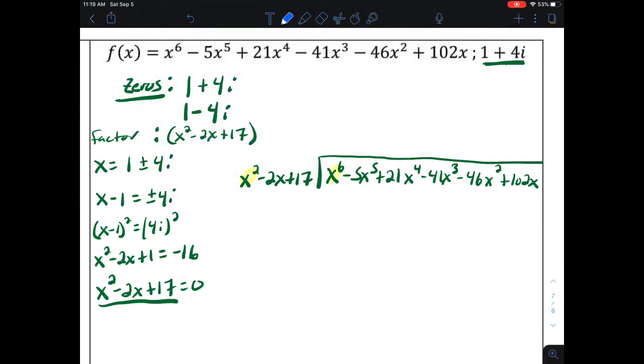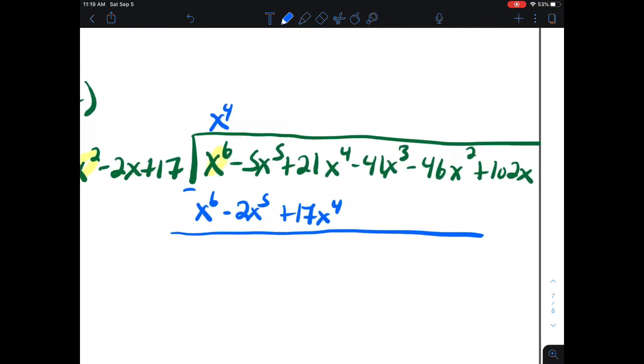So I got to make x squared become x to the 6th. I do that by multiplying it by x to the 4th. That's going to give me x to the 6th minus 2x to the 5th plus 17x to the 4th. We subtract.